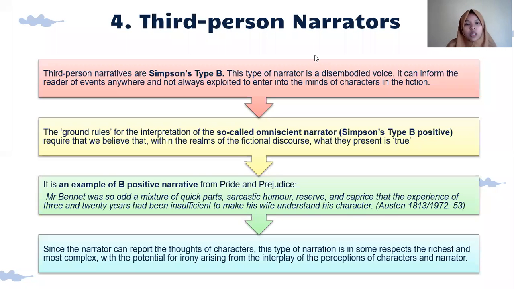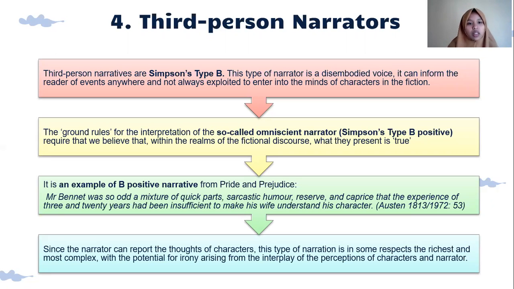Third person narratives are Simpson's type B. This type of narrator is a disembodied voice. It can inform the reader of events anywhere and is not always exploited to enter into the minds of characters in the fiction. So in third person narration, the narrators can tell everything about the characters and they can also enter into the minds of characters in the fiction. It is different from first person narrators, who cannot enter into the minds of other characters.